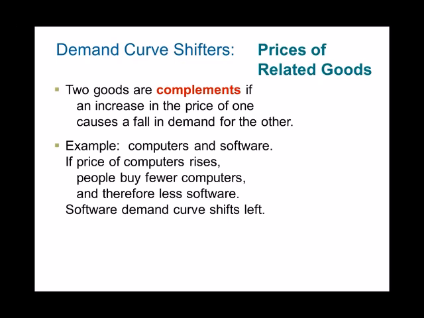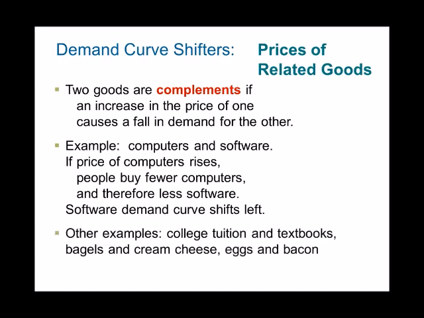On the other hand, if the price of computers decreases, and it's cheaper to buy a computer, people now need software. They're going to start purchasing more software, and so software demand is going to shift to the right. There are many other products like that, such as college tuition and textbooks. If you're paying for college tuition, you will buy textbooks.